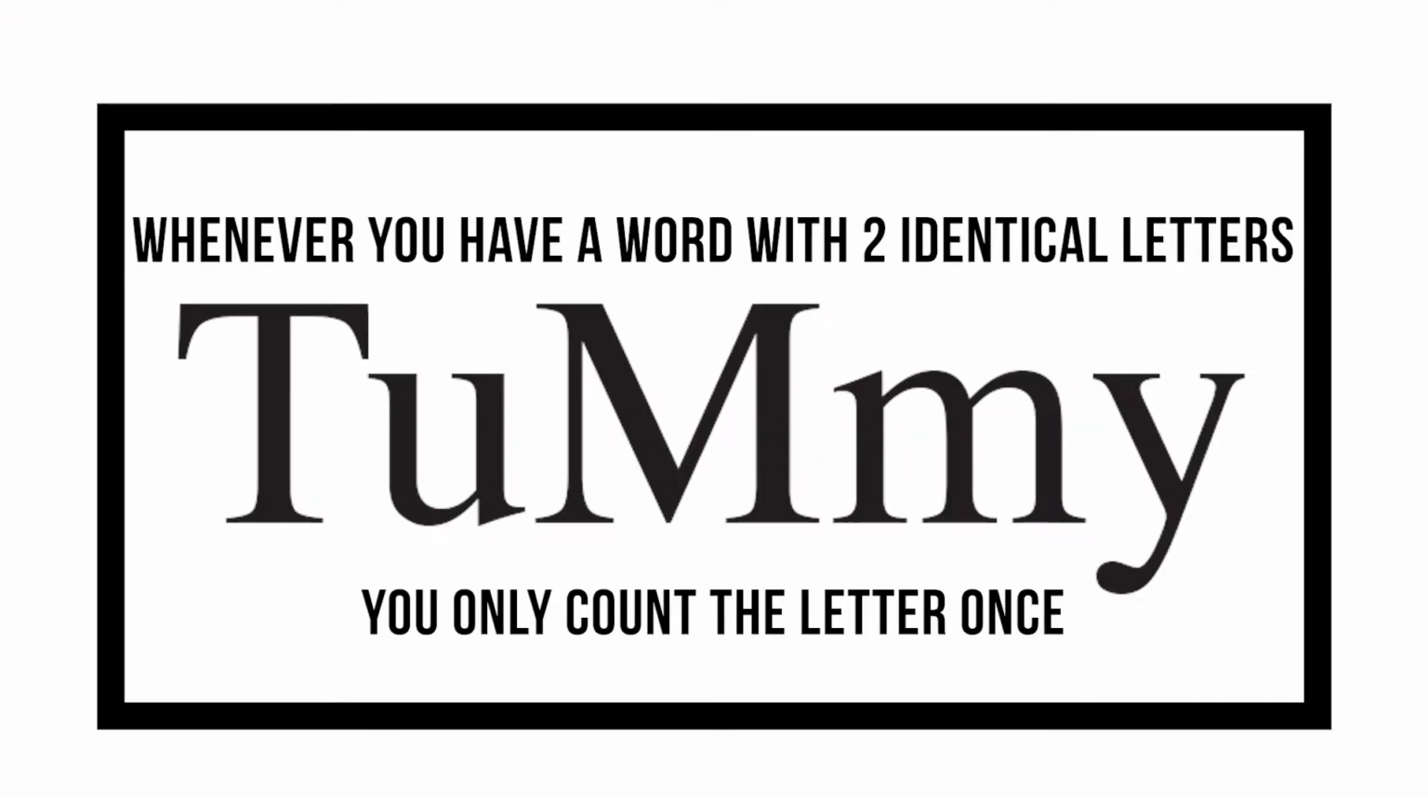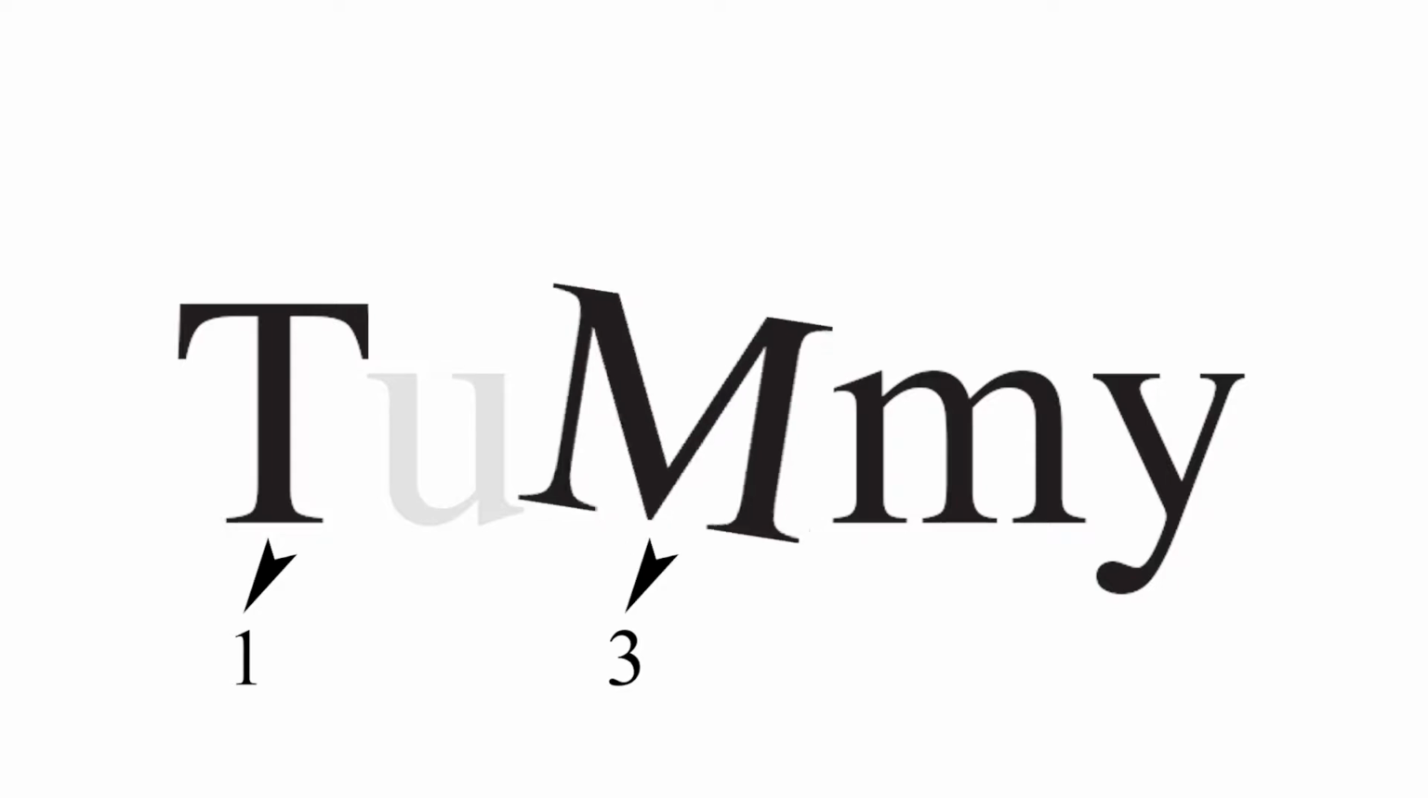Rule number 2, whenever you have a word that has 2 of the same letters in it, for example, tummy, you're not going to count the M the second time round, only one of them. So tummy actually equals 13. T is 1, U is a vowel, doesn't count. M is 3. How will you remember? Turn it on its side and it looks like a 3. Very good. Well, in my imagination it does anyway.